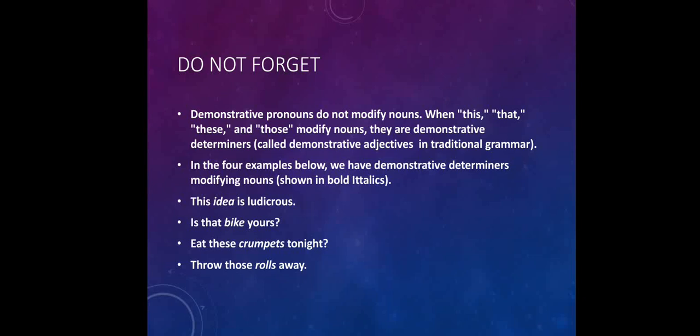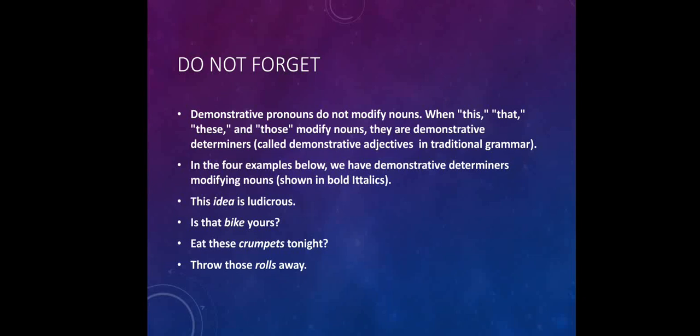When this, that, these, and those modify nouns, they are demonstrative determiners, called demonstrative adjectives in traditional grammar, because they are qualifying a noun. In the 4 examples below, we have demonstrative determiners modifying nouns, shown in bold italics. This idea is ludicrous. Is that bike yours? Eat these crumpets tonight. Throw those rolls away.